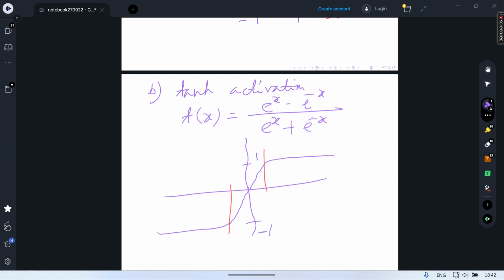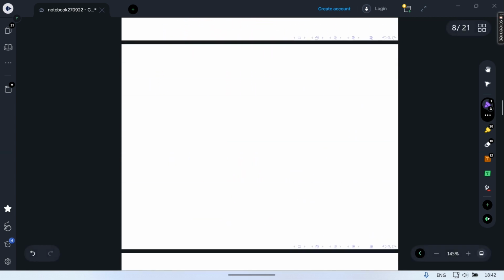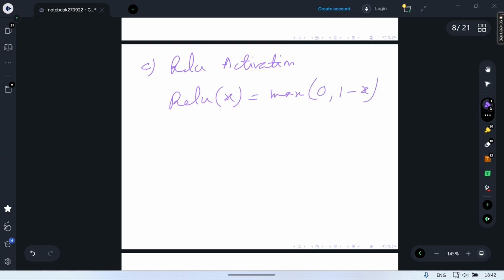Okay. Then I will come to ReLU activation. You are already familiar with the ReLU activation function, which is nothing but a simple function, max of 0 and x. Now if you plot this ReLU, it will be something like this. So this is 0.